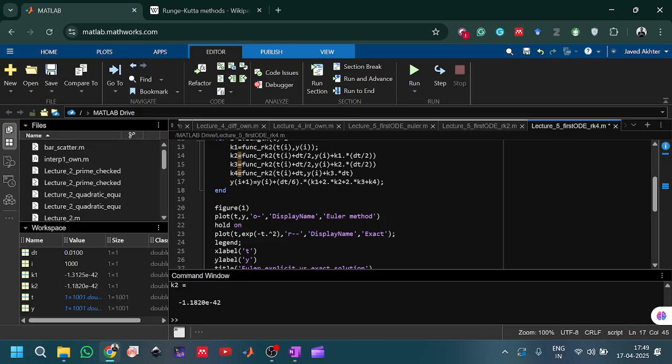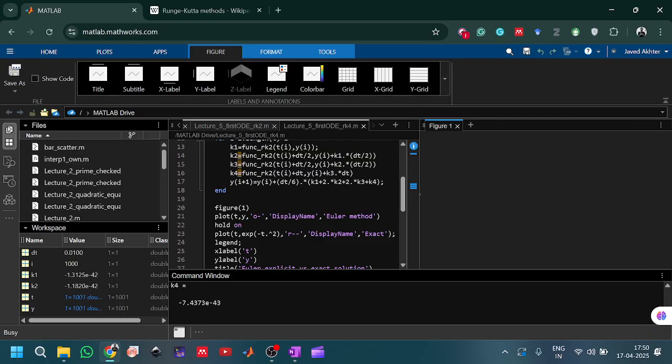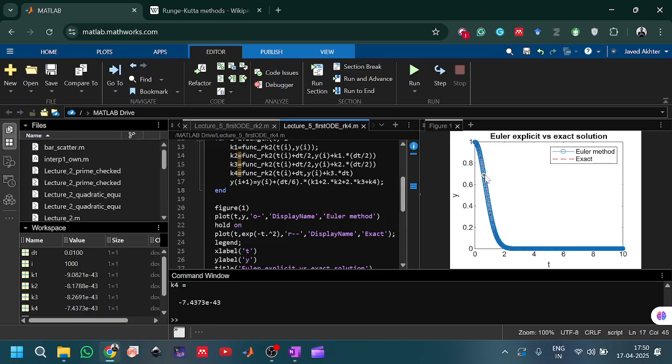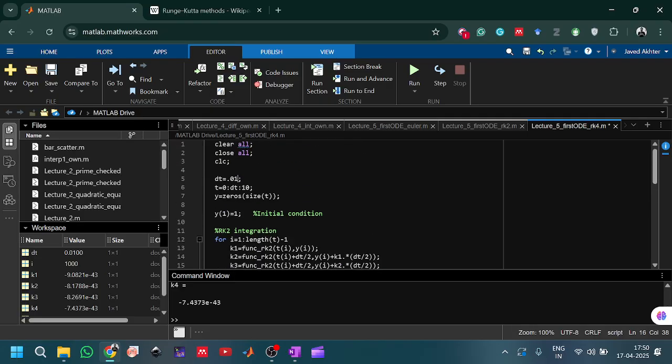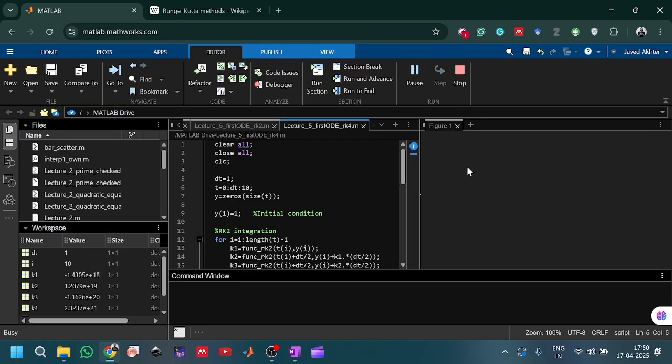And let me run it. Okay, so you can see that it is working. The higher order you go, it is computationally more expensive, but it is more accurate. So let me show you with TT1. So this is the output of RK4.